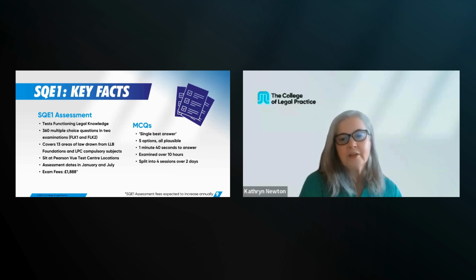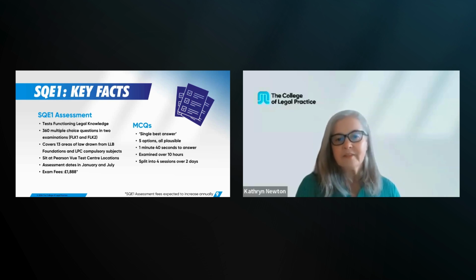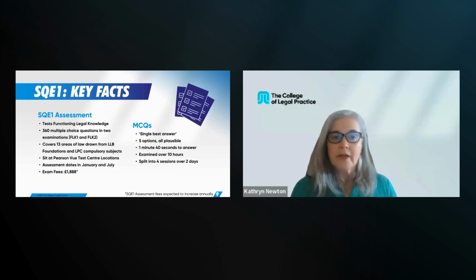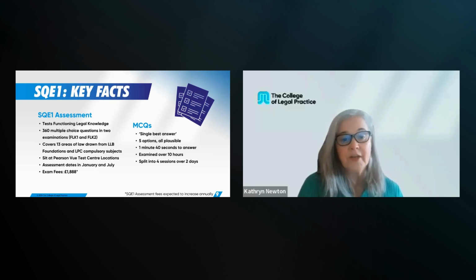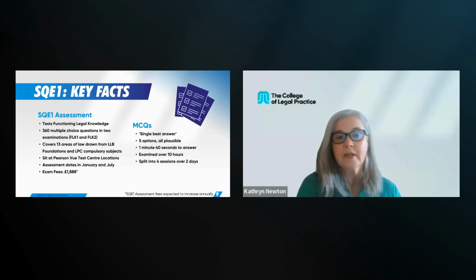And you'll be sitting those exams at a Pearson VUE test centre, and the SRA run the SQE exams twice a year, once in January, once in July, and currently the fees are as stated there, £1,888.